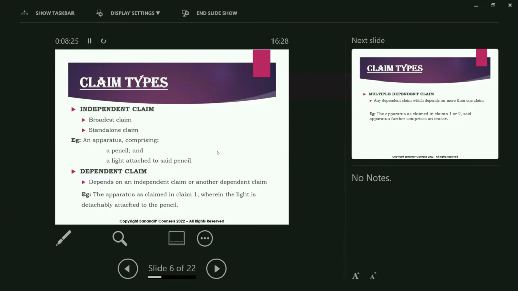Okay, so I was talking about the dependent claims. Dependent claims will be a claim which is dependent on another claim. That other claim can be either an independent claim or a dependent claim itself. By referring to another claim, this dependent claim will include everything from the parent claim plus whatever is newly recited in the dependent claim. Here in this example, we are saying the apparatus as claimed in claim 1, wherein the light is detachably attached to the pencil. So whatever is claimed in claim number 1, that is an apparatus comprising a pencil and a light, it also further comprises the elements that are there in the dependent claim.